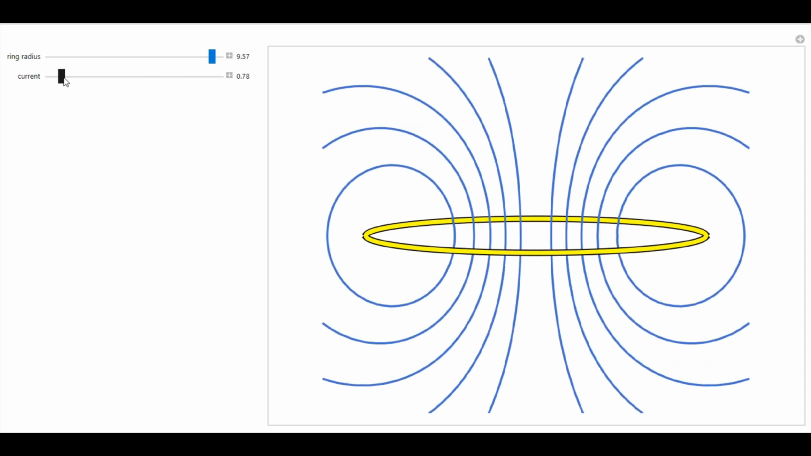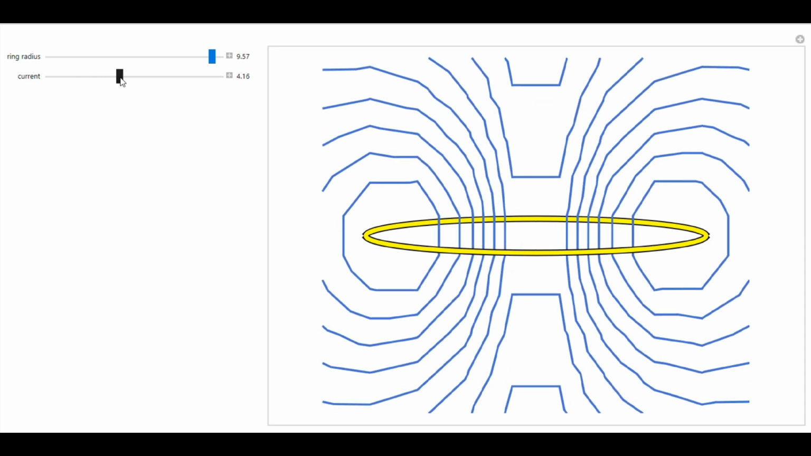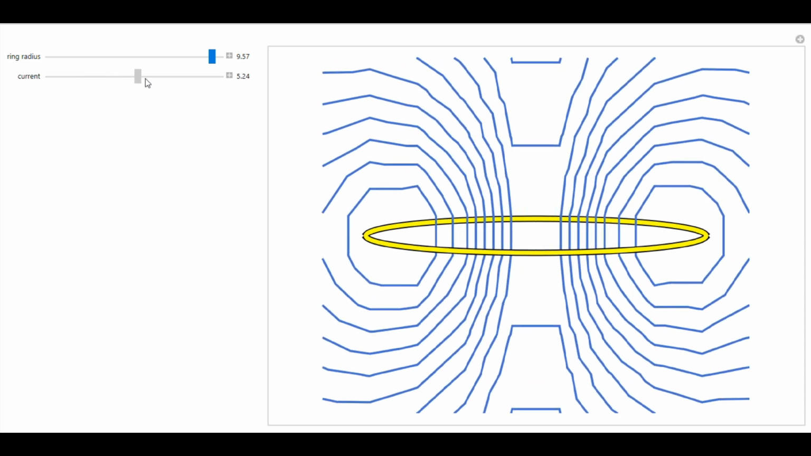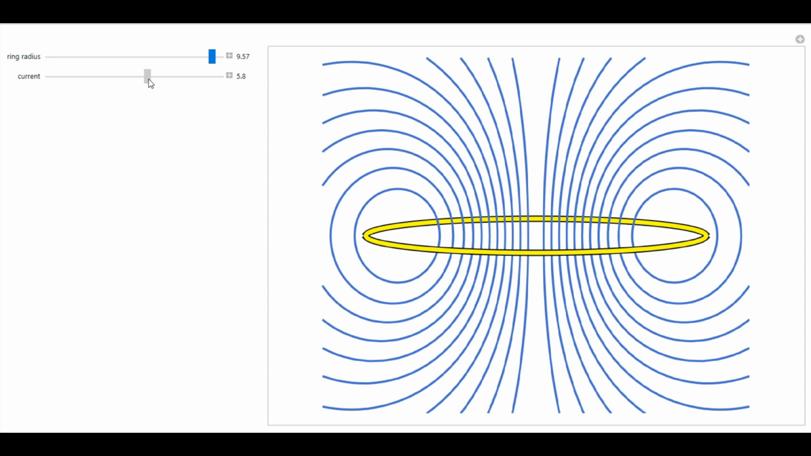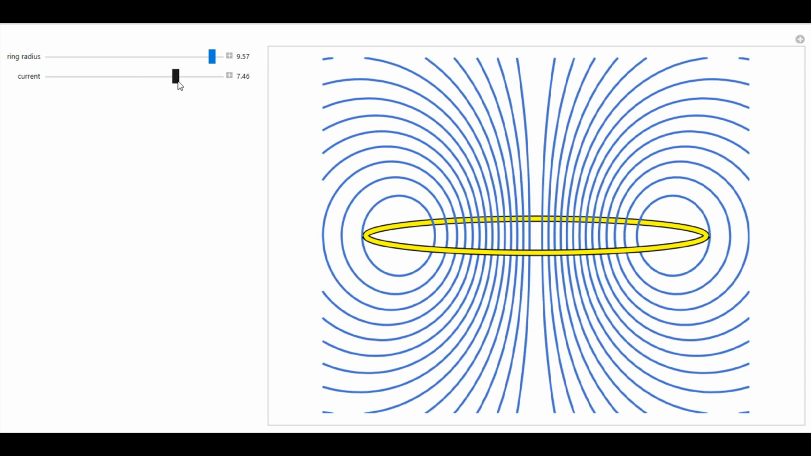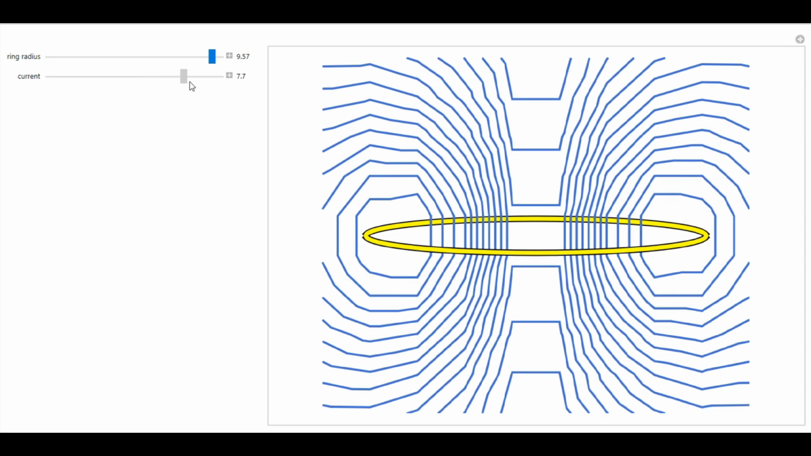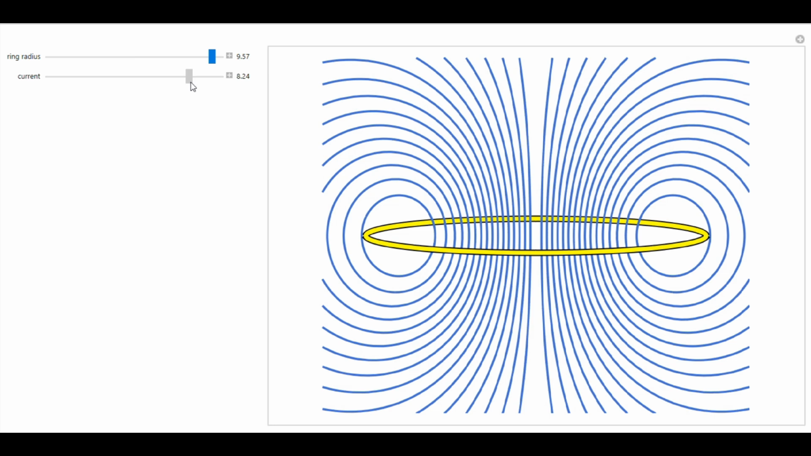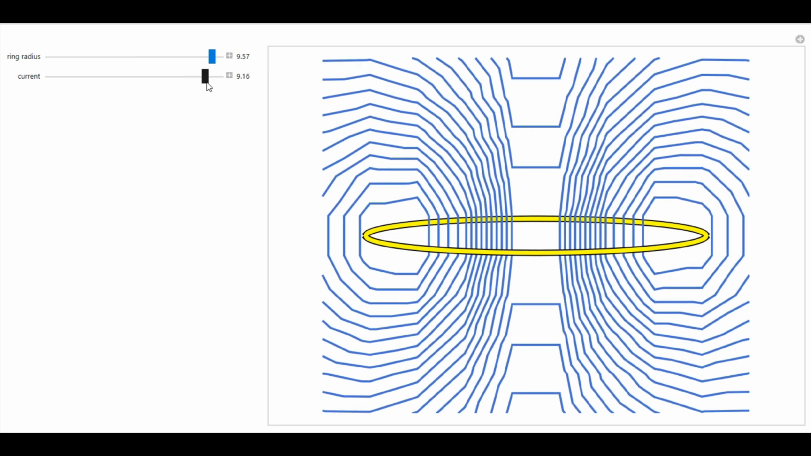This phenomenon is not only fundamental to our understanding of physics but also forms the basis for many modern technologies, from electric motors to MRI machines. Today, we'll explore how a current-carrying conductor generates a magnetic field, the shape and behavior of this field, and its significance in science and technology.